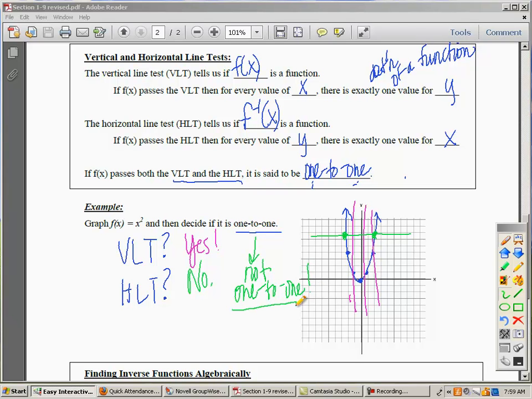Because it does not pass the HLT. Again, don't forget, this HLT tells us, is my inverse a function? My inverse on this graph would look something like this. Well, because it's a reflection, don't forget it's that reflection, is this green graph a function? The answer is no, because look at it, it won't pass the vertical line test. So what it does is it allows us to determine if the inverse is a function without actually graphing the inverse.